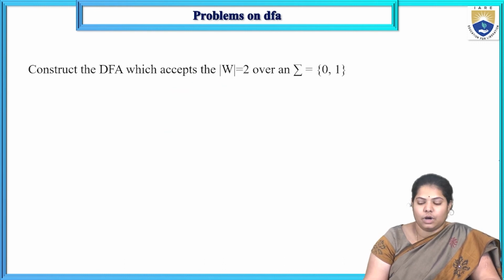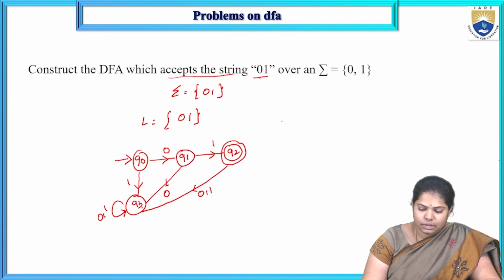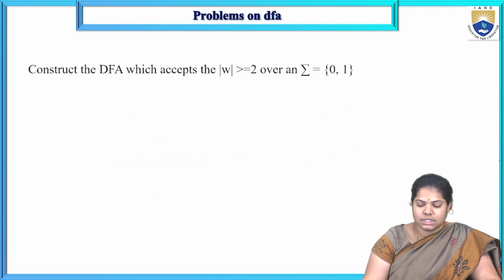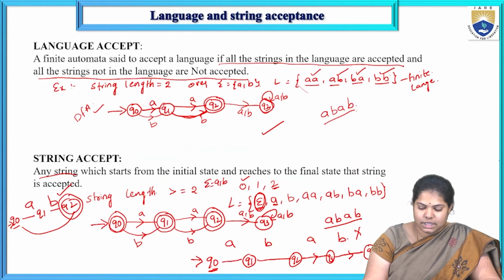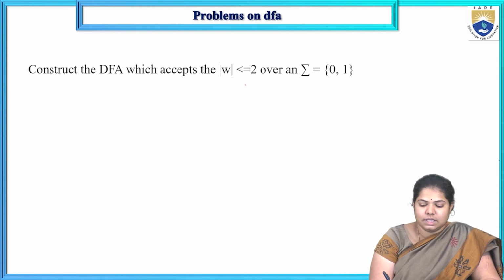This one is called a string length of 2, that we have already discussed over here. This is a string length 2. The next one is string length greater than or equal to 2, that we have also discussed over here. This is called a string length greater than or equal to 2.